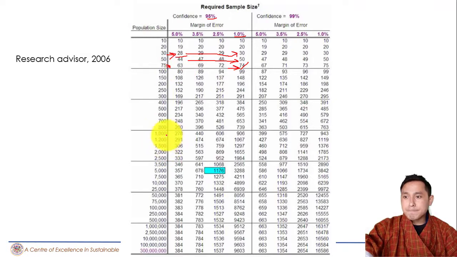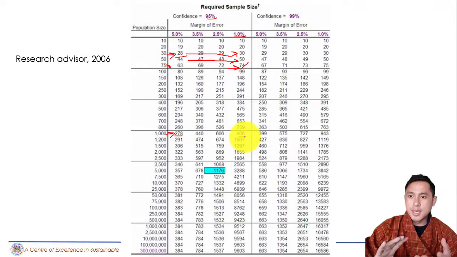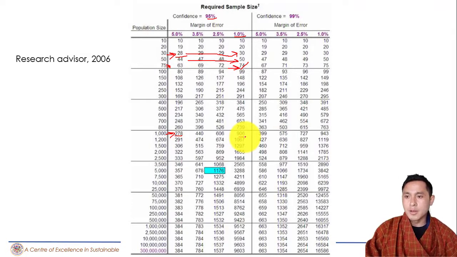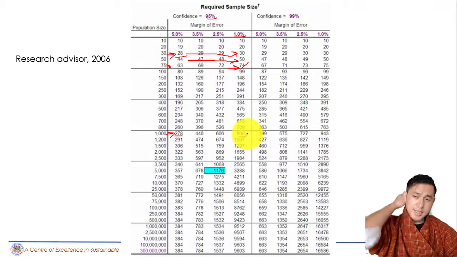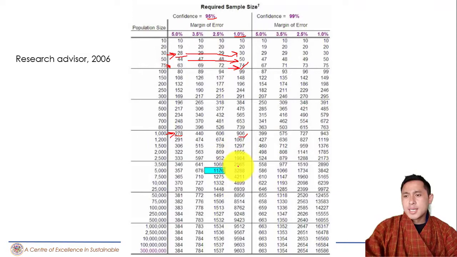But if the population is around 1000 at 5% margin of error and 95% confidence interval, you have to take around 278. Similarly, if your margin of error is very small, then we see that the sample size is inversely proportional to the margin of error. Then again, 906 is the sample size.